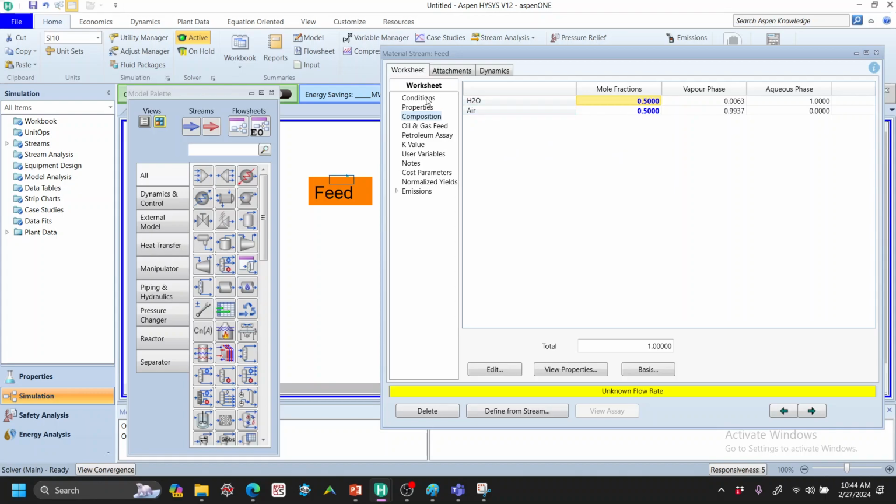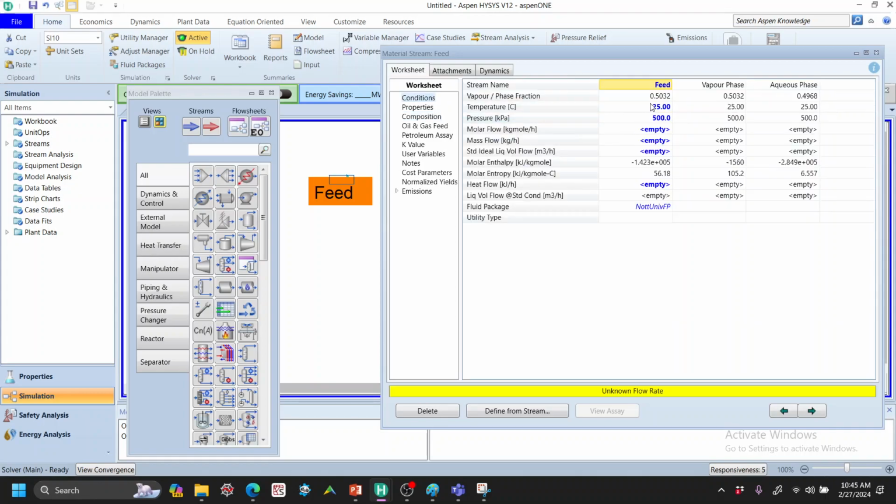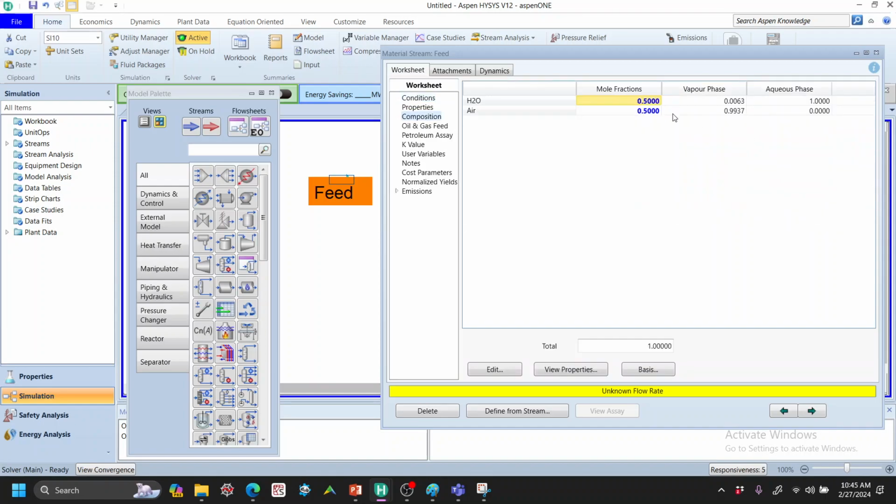See now, we specify the temperature and pressure, we specify the composition, and then for this composition at this pressure and temperature, HYSYS already calculates their vapor liquid equilibrium system. So we'll have no air in the liquid phase, but we'll have some air in the vapor phase, right? 0.0093, so about 0.6 mole percent. So 99.4% is air in the vapor phase. Okay.